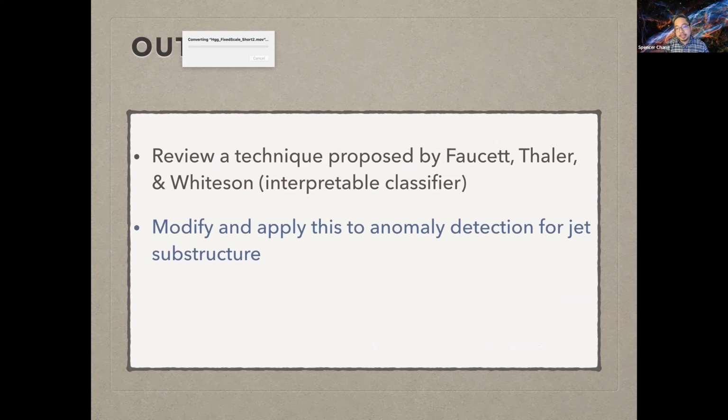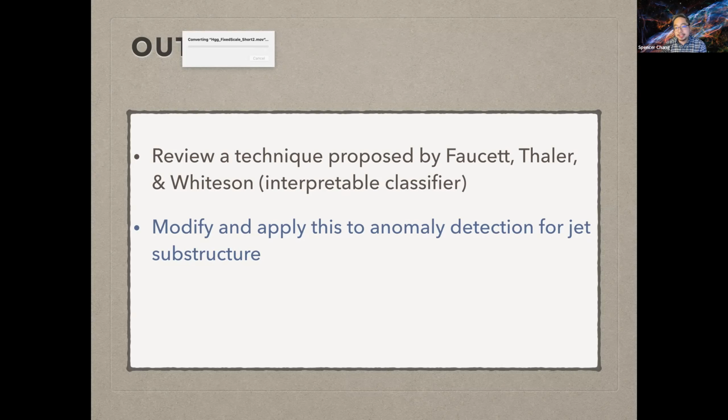So what we're doing is modifying their technique and applying it to anomaly detection. They were also looking for signals in jet substructure, so we haven't changed the physics application, but now we're doing it for anomaly detection, so we're not focusing on any particular signal. So there are some modifications that need to be made to do that. And it allows us to ask a very interesting question.